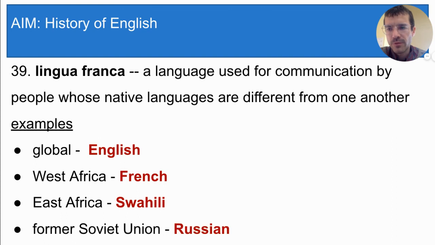Finally, the lingua franca of the former Soviet Union is Russian. This includes Eastern Europe and much of Central Asia.